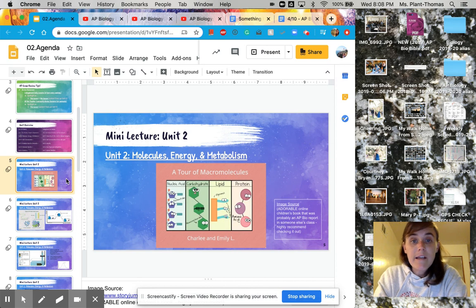So we started this unit by talking about macromolecules. Remember, there are 4 types of macromolecules: nucleic acids, carbohydrates, lipids, and proteins. And we talked about how they are made up of different building blocks.